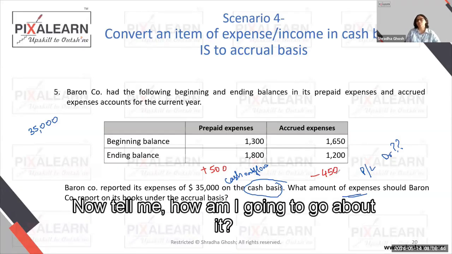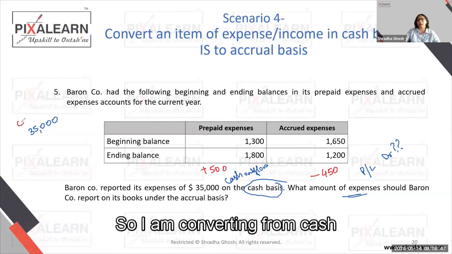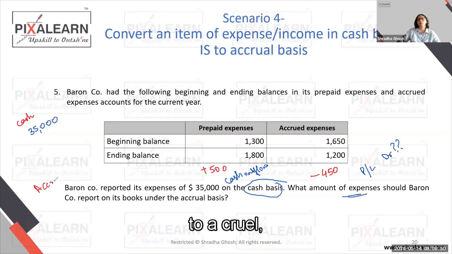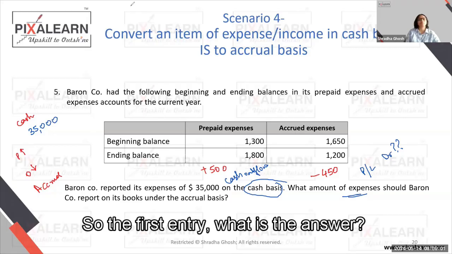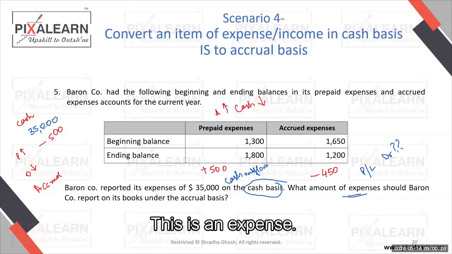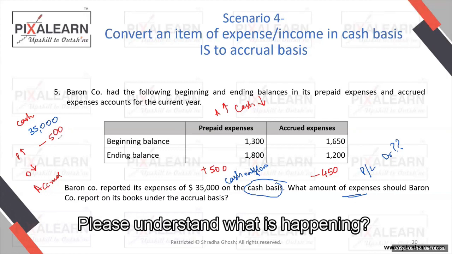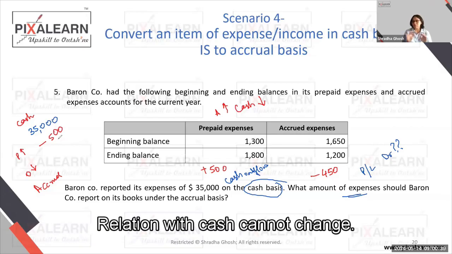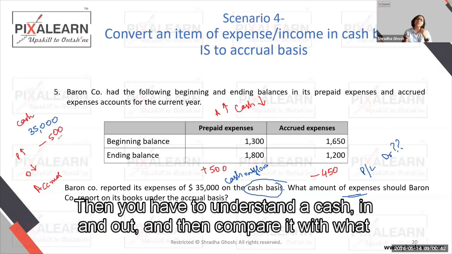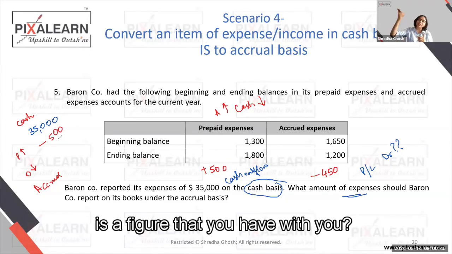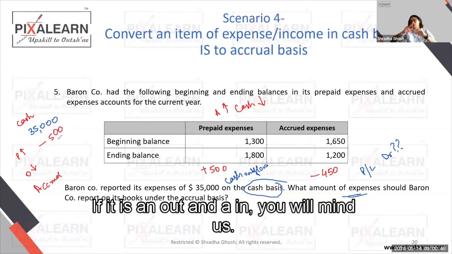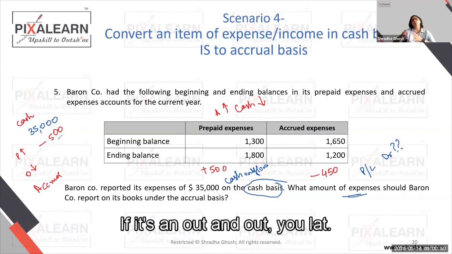Now tell me, how am I going to go about it? So I'm converting from cash to accrual, and my prepaid has gone up and my outstanding has gone down. Okay. So the first entry, what is the answer? This is an expense, this is an inflow. That means I have to minus it. Have you understood this? Please understand what is happening. Asset liability going up, going down, relation with cash cannot change. Then you have to understand, is it a cash in and an out? And then compare it with what is the figure that you have with you. If it is an out and an in, you will minus. If it's an in and an in, you will add. If it's an out and an out, you will add.